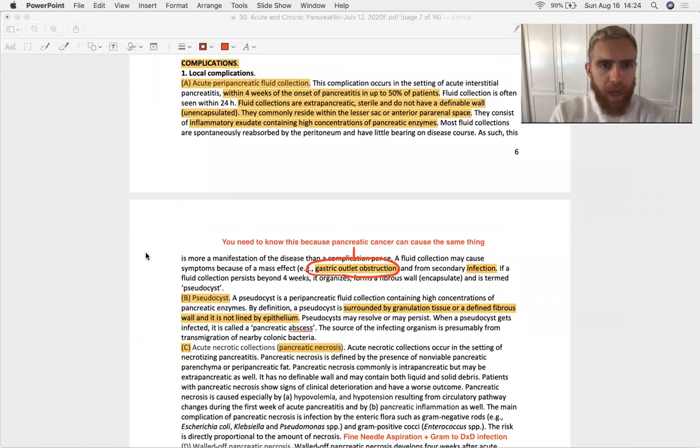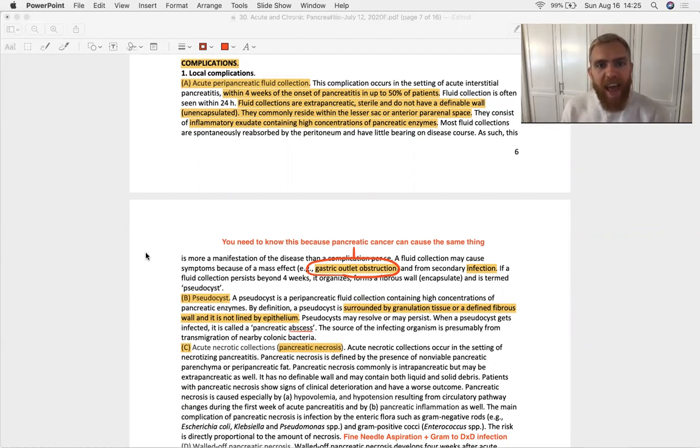Let's talk about complications of pancreatitis. Two types of fluid collection. Understand that when this text says acute peripancreatic fluid collection, that's not a pseudocyst. They're two different things. A pseudocyst has a lining to it, and fluid collection is just basically exudate into the abdominal cavity surrounding the pancreas.